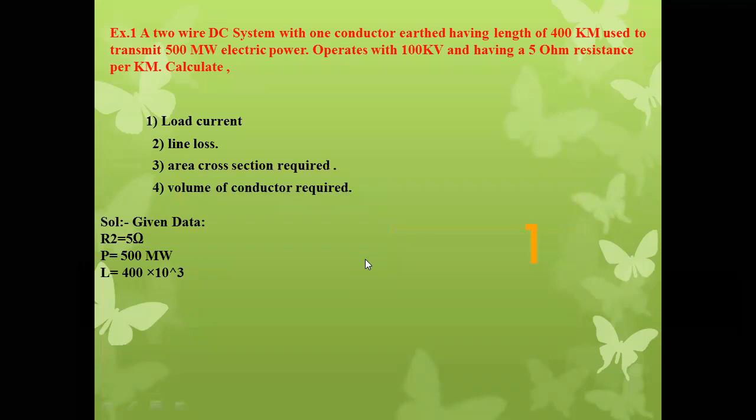So we have to find out the area of cross section required, line losses, the volume of conducting material required, and the load current also. The first step we have to follow is to write the given data, whatever is given in the numerical. So write it down. I think numericals are so easy if you know the formulas.